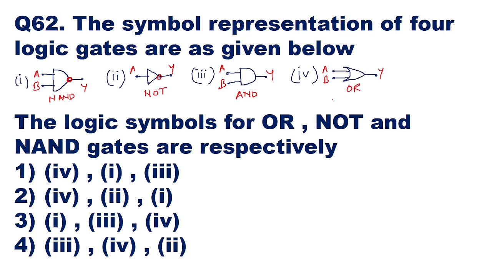Now the order asked in this question is of OR gate, NOT gate, and NAND gate. Out of these, the OR gate is number four, the NOT gate is number two, and the NAND gate is number one. So the order is 4, 2, 1. And if you see the options, the second option is 4, 2, 1. So here the second option is the right answer, that is 4, 2, 1.